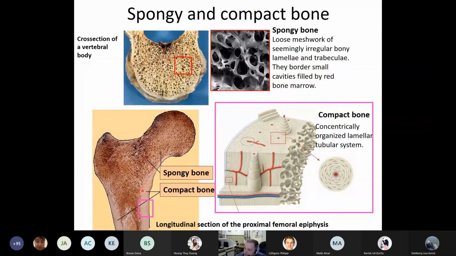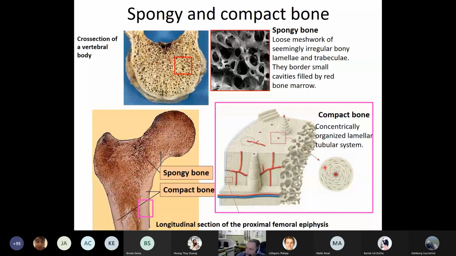But then the compact bone has a different structure, and this will be discussed in detail in your histology lectures and classes. But there you have concentrically organized bony lamellae called osteons, and they will be the histological unit of the bone, and that's a more compact bone. You don't have many wide spaces in contrast to the spongy bone, and that makes a big difference between those two kinds of bones. But you will learn more details on the microscopic structure of the bone in histology. This is not part of the anatomy.